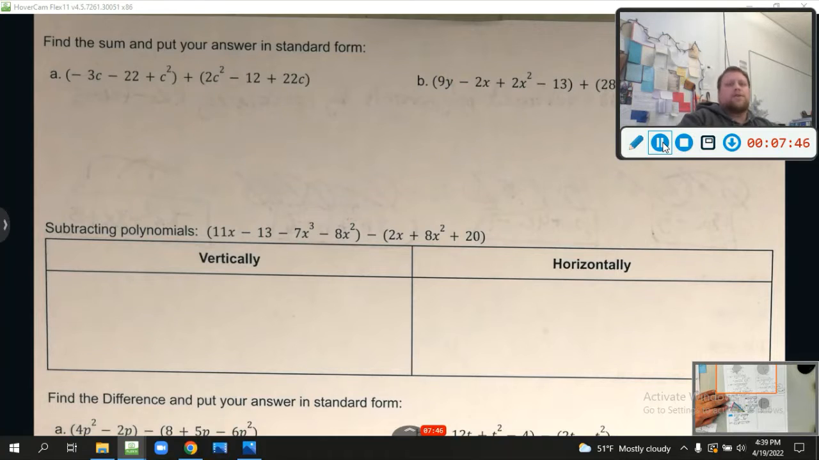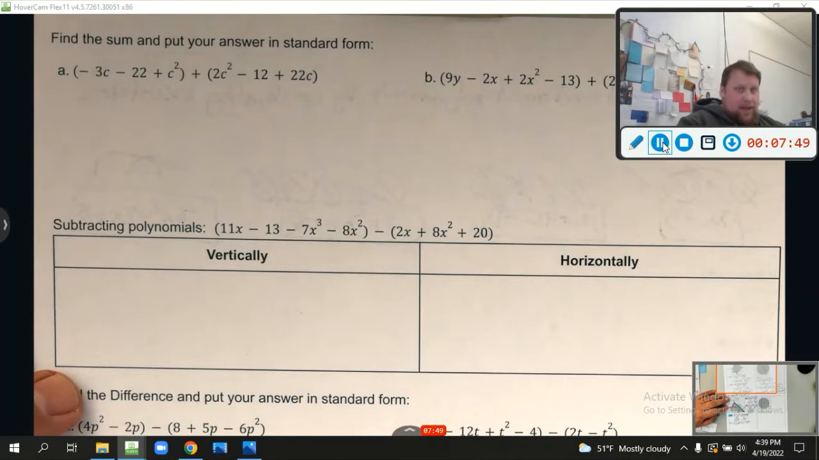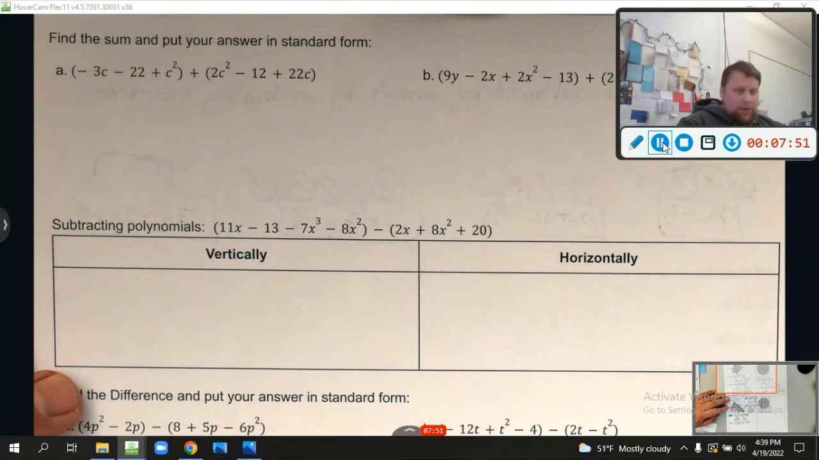All right, now it's your turn to practice this. Let's find the sum and go ahead and put your answer in standard form. So take a minute. You can use whatever method you want. Pause this when you get a chance. Ready, set, go.